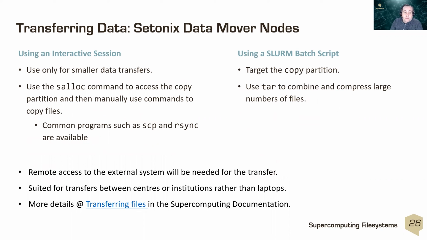So in terms of using the data mover nodes, we recommend using an interactive session for smaller data transfers. You just use the salloc command and request the copy partition with the -p flag. That will allow you to use common programs such as SCP and rsync to start moving files around. And if you have larger data transfers or you're looking to automate your data transfers, then we recommend using Slurm batch scripts.